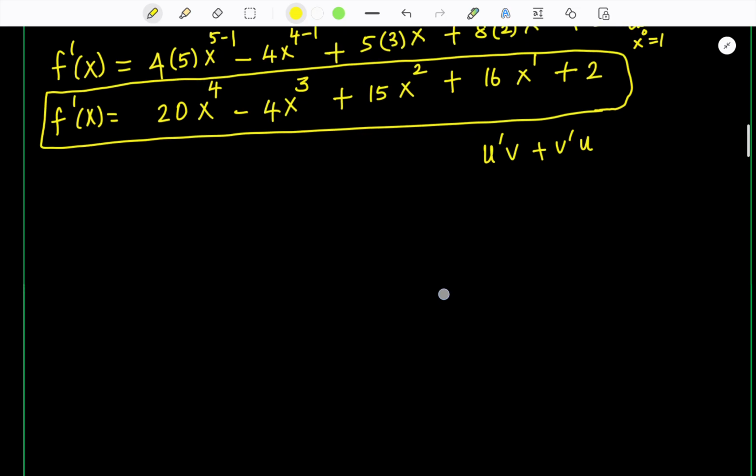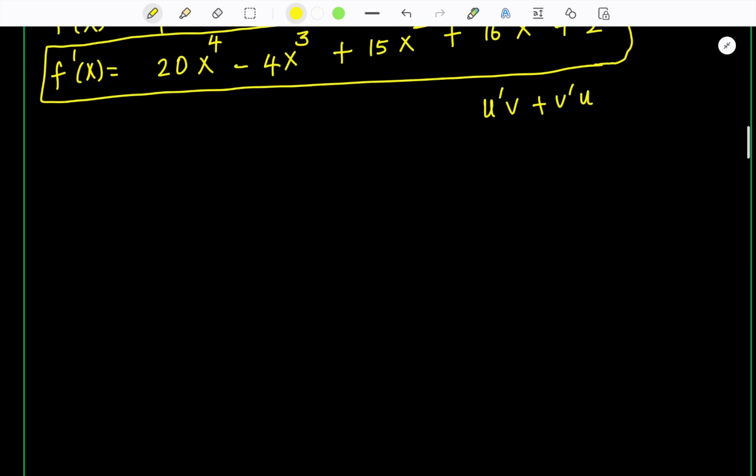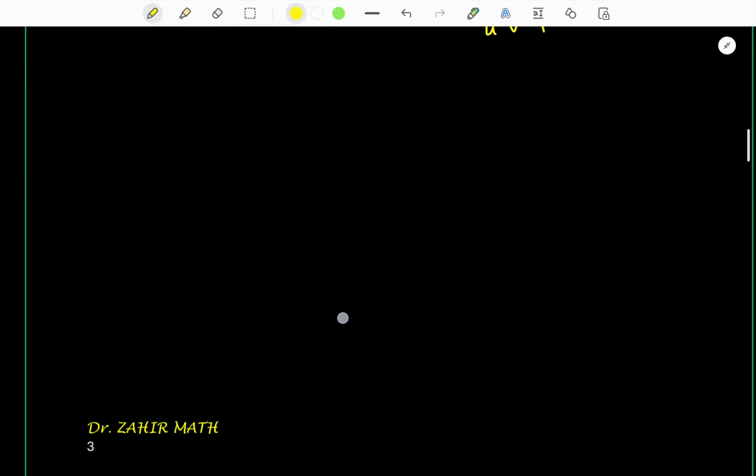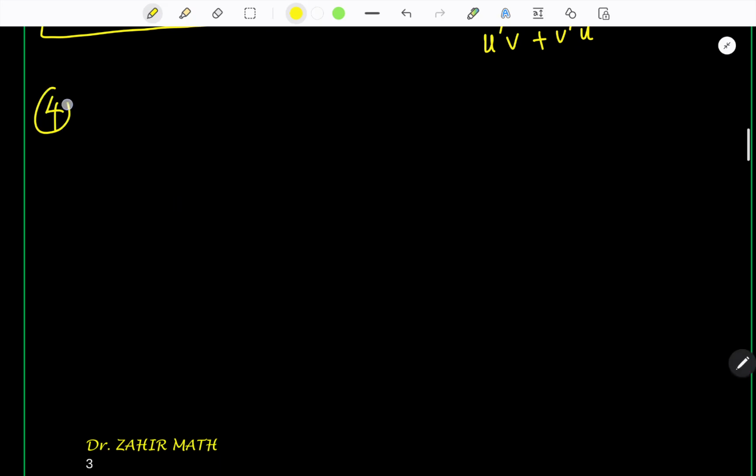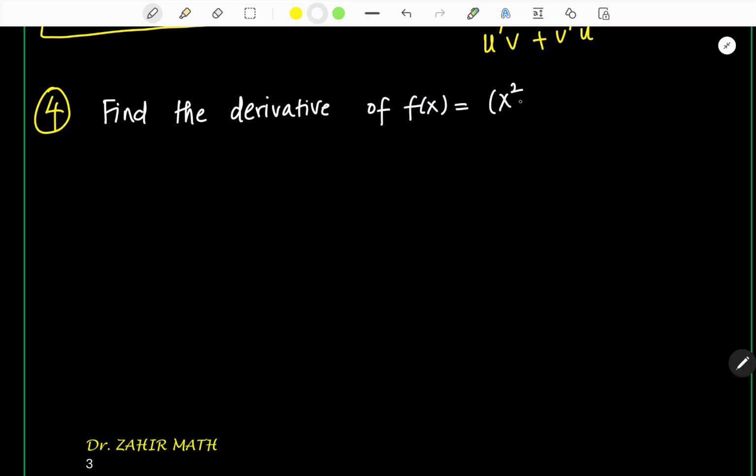Okay, let's go to the next question. I'll do one more question on the same idea. Question number 3, I'll go for question number 4. What is question number 4? Find the derivative of f of x is equal to (x square minus 1) and (x cube plus x square minus 1).